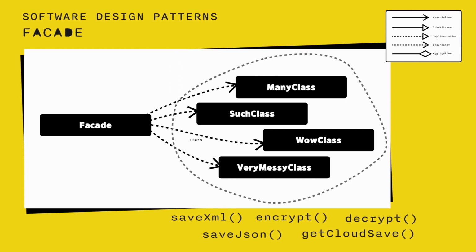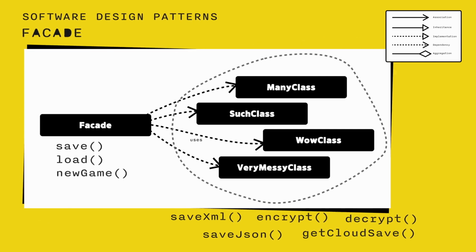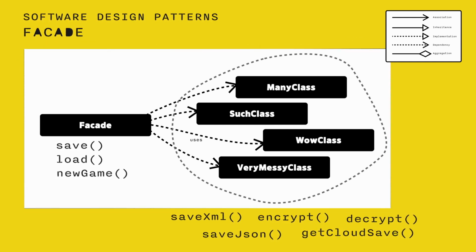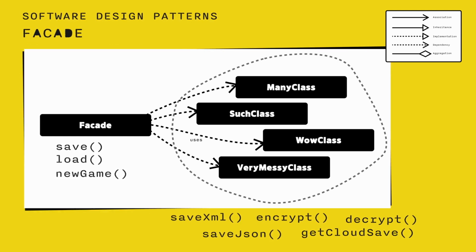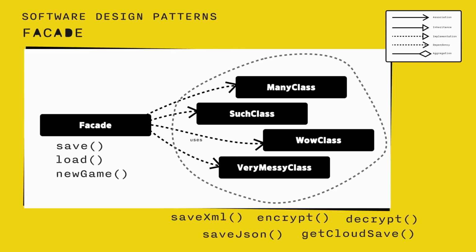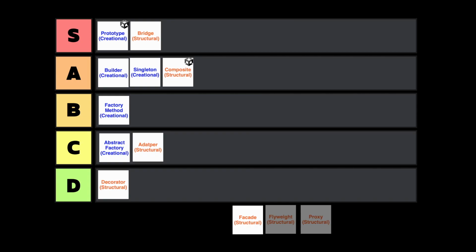Well, you create a facade that has a few simple methods like save, load, new game, and it's super trivial to use. I am a big fan of the facade pattern because I like to create simple interfaces and make sure every system takes care of its own stuff. So at the end, I'll have lots of systems, but the front-facing part is intuitive to use. S tier for me. Let's move on to the Flyweight.